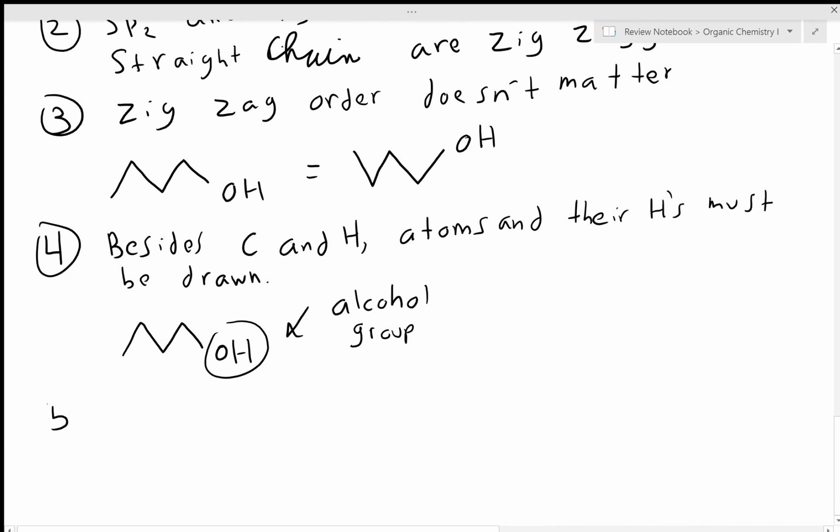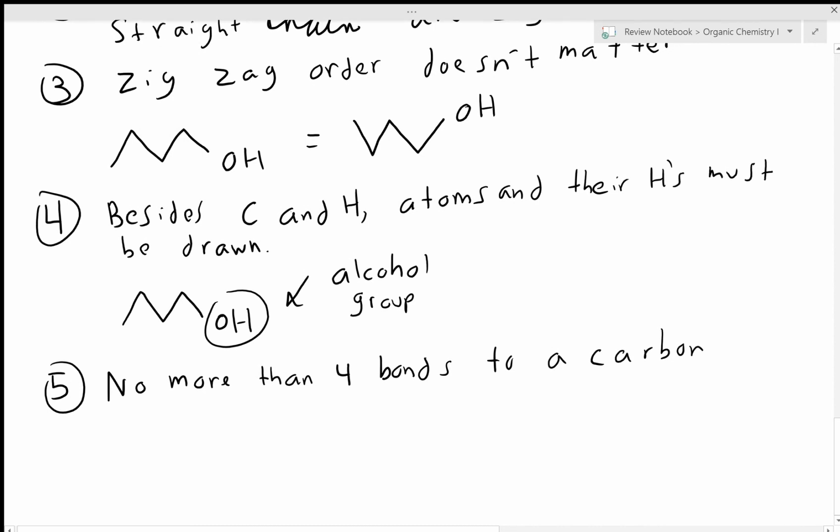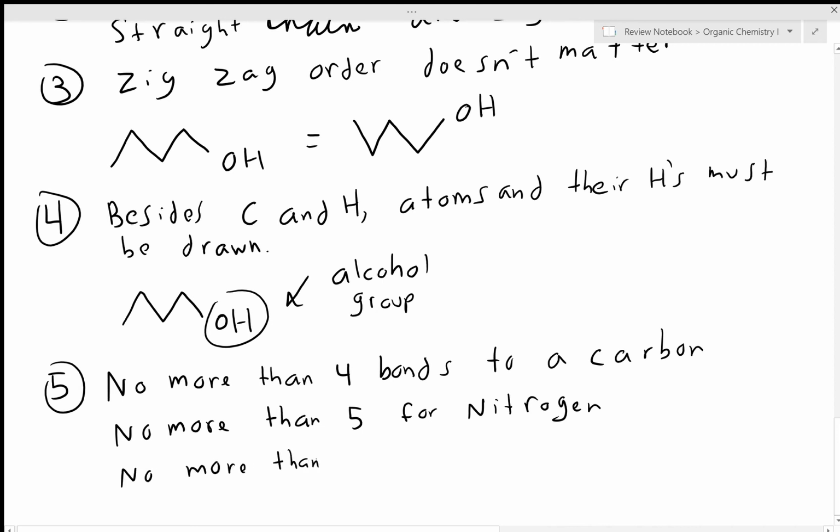So rule number 5 is no more than 4 bonds for a carbon. There'll be no more than 4 for carbon, no more than 5 for nitrogen, and no more than 6 for oxygen.